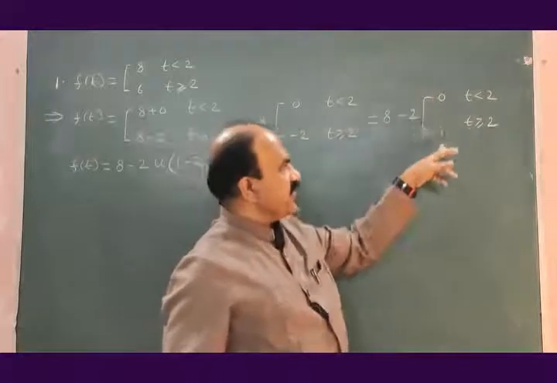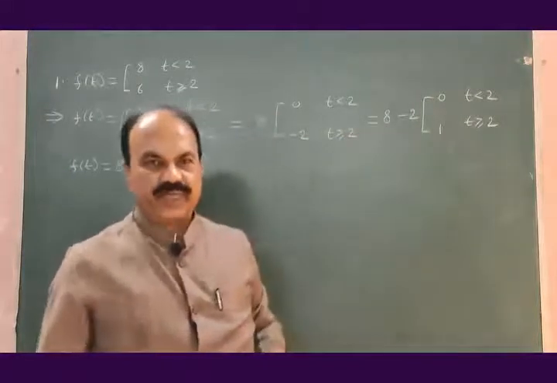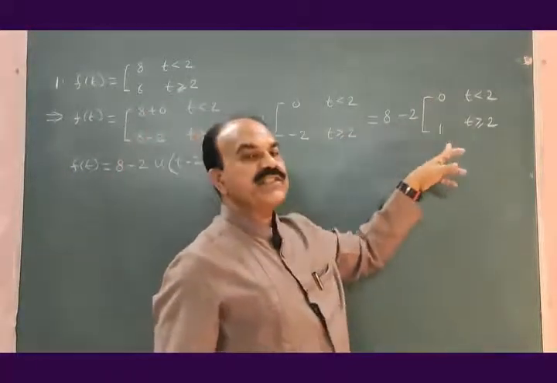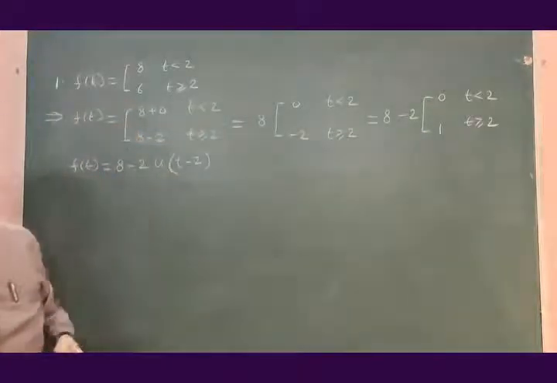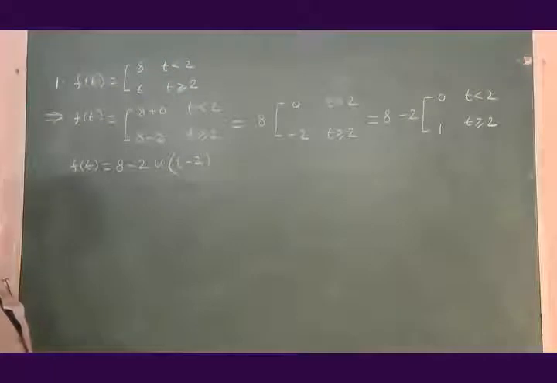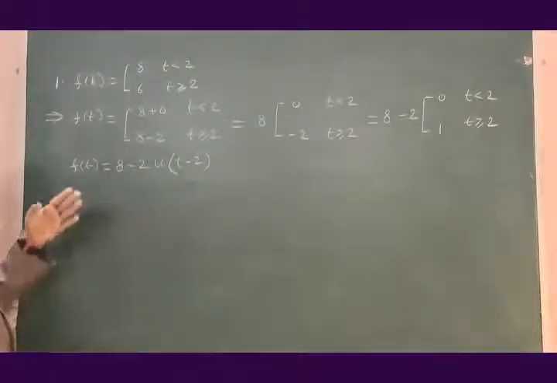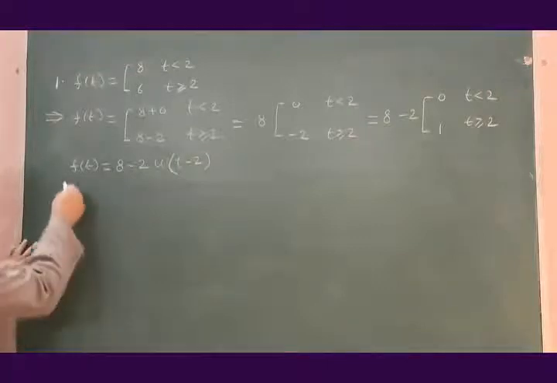Now it is a step function as per our definition. It is a unit step function and therefore it can now be written as f of t is equal to 8 minus 2 u of t minus 2. Let us get its Laplace transform.